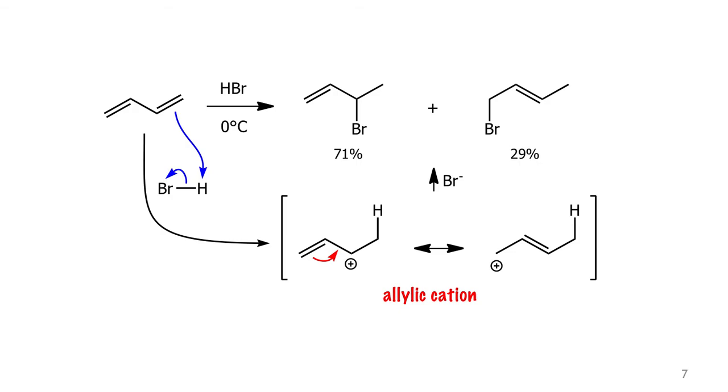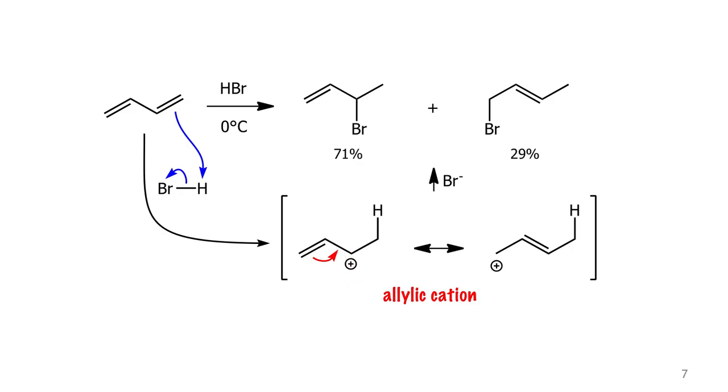This is an electrophilic addition, so one of the pi bonds acts as our nucleophile. The HBr is the electrophile, and so we're going to protonate this selectively. And the question is, where do we protonate? It turns out the most stable carbocation is formed when we protonate at one of the ends here.